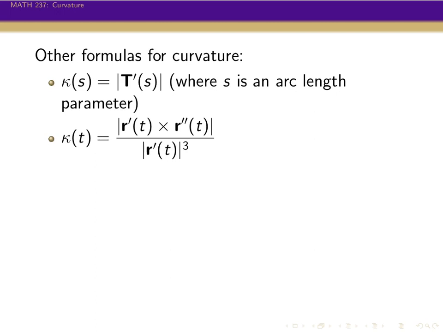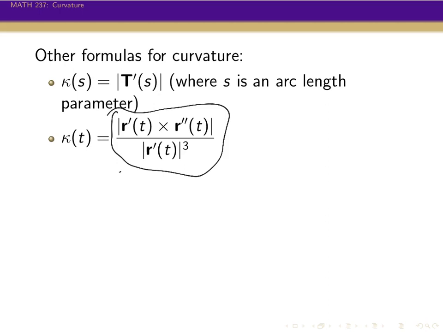But the one thing I will say about this formula is that often, given some perhaps nasty curve, this formula might be an awful lot quicker to compute than the magnitude of t prime over the magnitude of r prime. In particular because you don't actually have to figure out what the unit tangent vector is. It's all wrapped up inside of r prime of t cross r double prime of t.